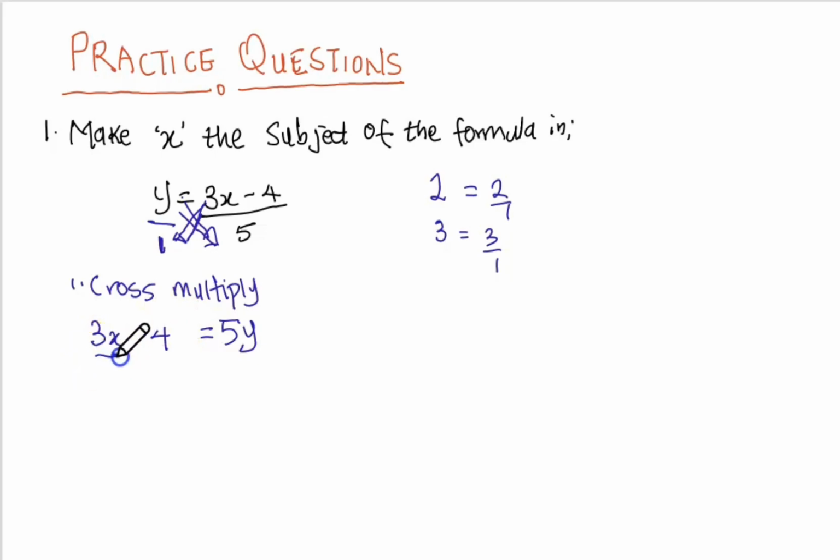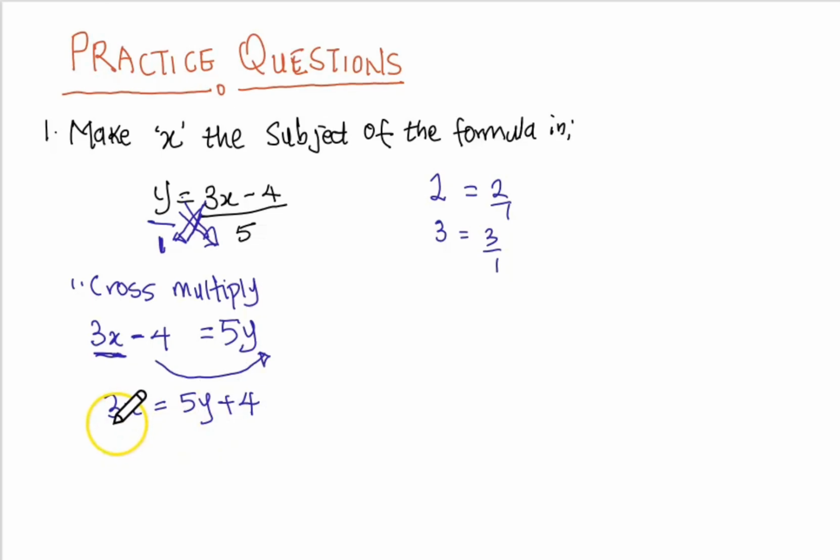But first of all, this guy is still with 3. So there's something we can take out, which is minus 4. So we are going to pull out minus 4, or we are going to take it over to this other side. And remember, when minus crosses the equality sign, it's going to be a plus. So we are going to have 3x is equal to 5y plus 4.